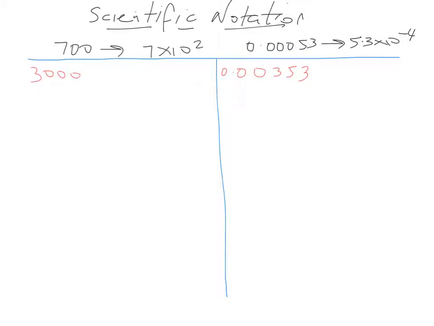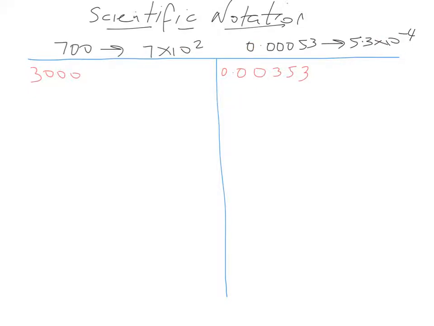So, looking at scientific notation, that's a different way of writing numbers, and we generally use this for numbers that can be really big or really small, but it's an easier way, in most cases, to represent a number. For example, this 700, we could write that as 700, but we can also write it as 7 times 10 to the power of 2. 10 to the power of 2 is 100, times 7, we get 700.